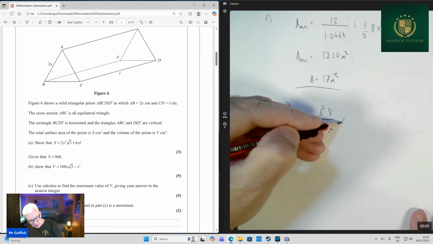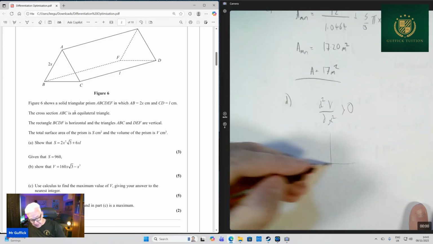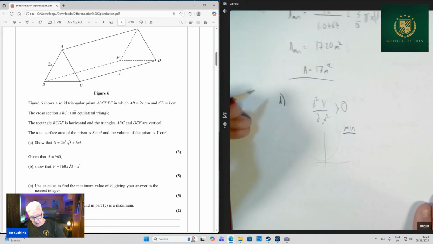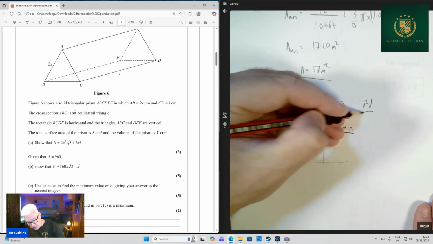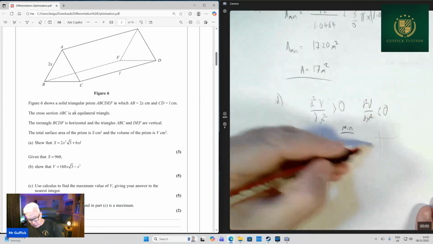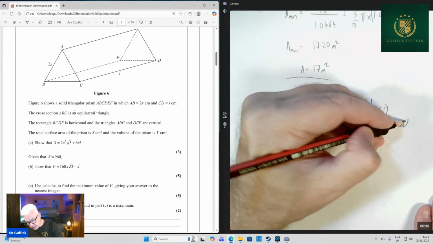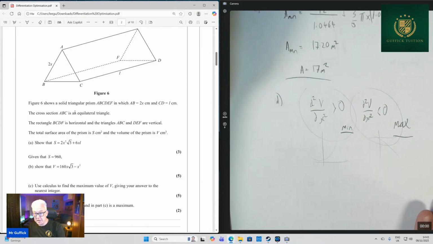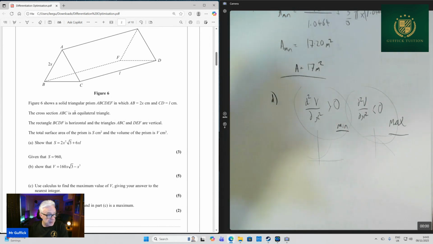And if that second derivative was greater than 0, that would mean that we had found a minimum. And if the second derivative, d2v by dx squared, was less than 0, then that would mean that we had found a maximum. So when they ask you to justify that the answer you found is a maximum or a minimum, you would take the second derivative, and that's what you would do.